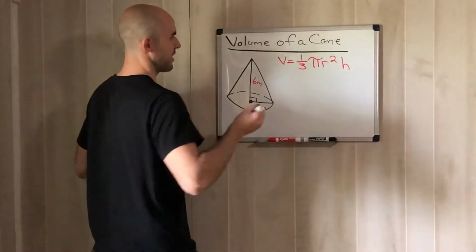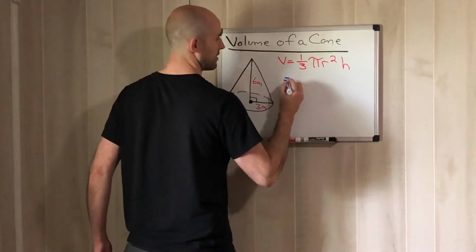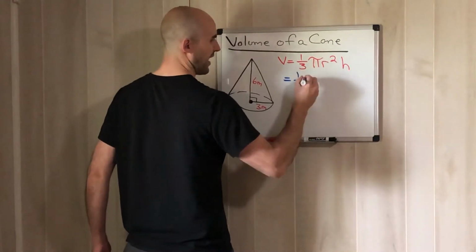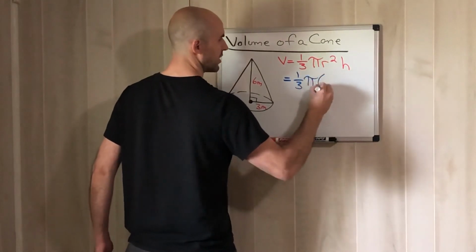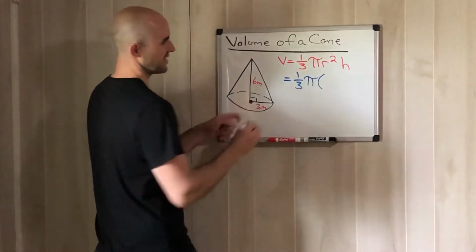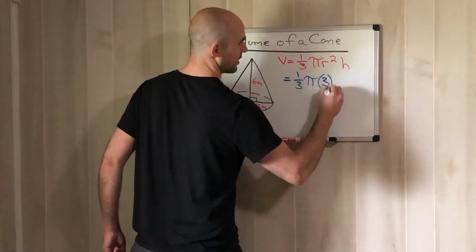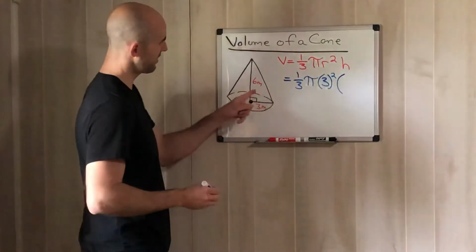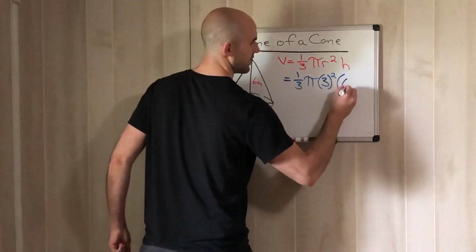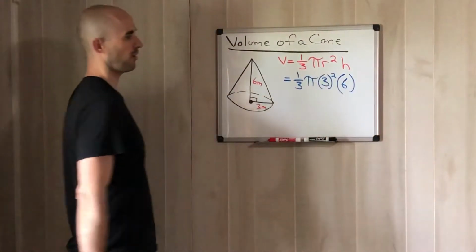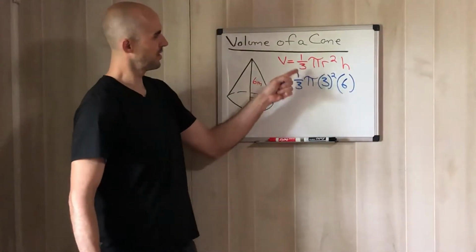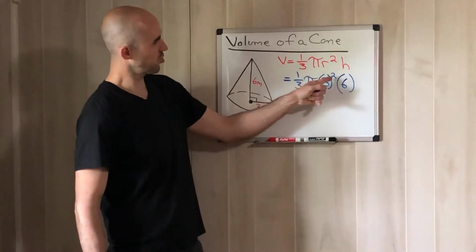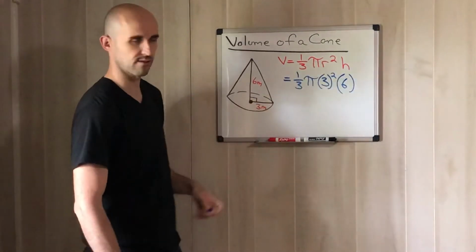So all the values that we know, we're just going to substitute them in. So the 1/3 stays the same, right? The pi stays the same. We know that the radius in this case is 3. Let's not forget the squared. And then we know that the height of this is 6. So far we have all of this. We have 1/3, we have pi, we have the radius is 3 squared, and we know that the height is 6.